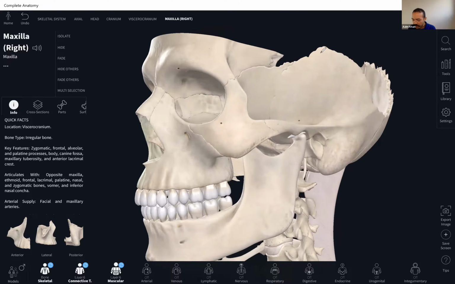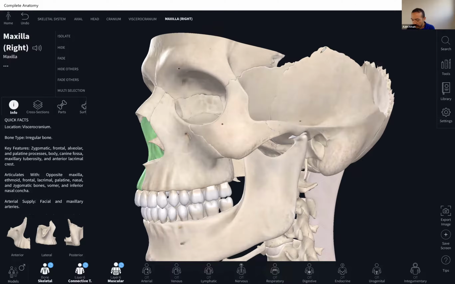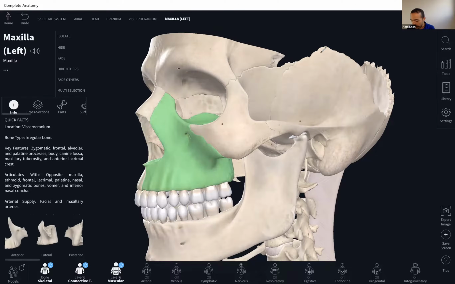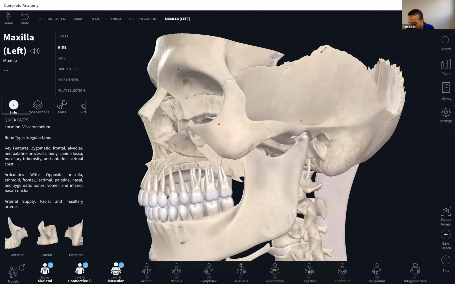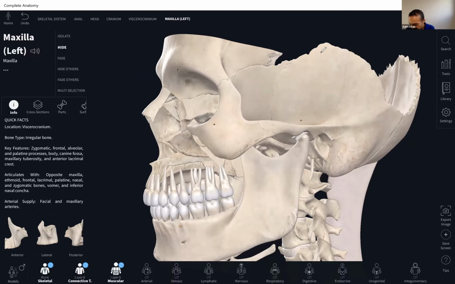If I hide one of the maxillae here, so we can better appreciate the hard palate, maybe hide some of the teeth.